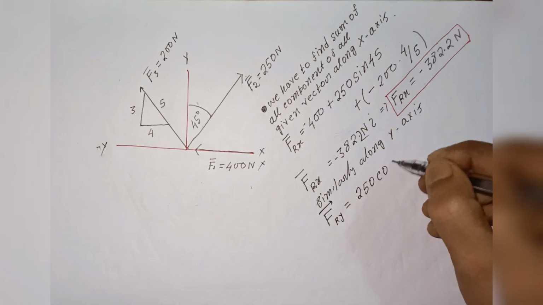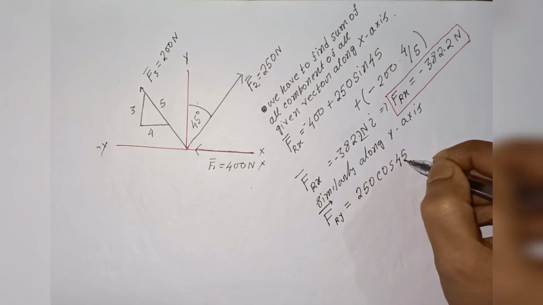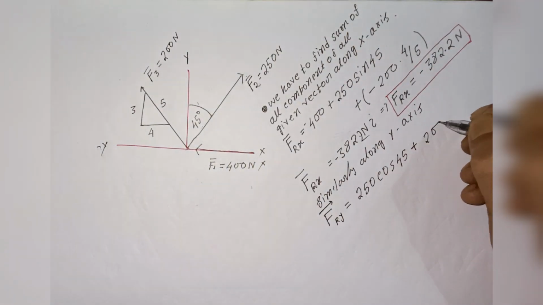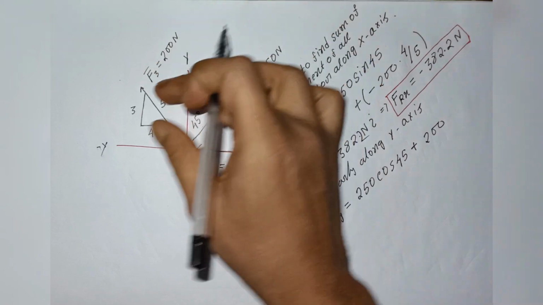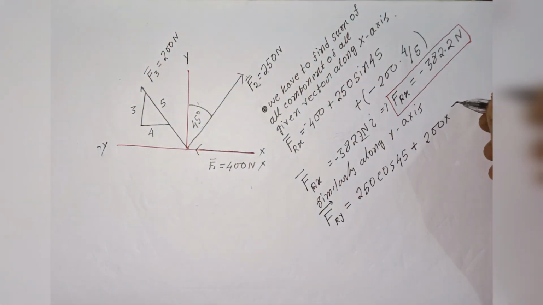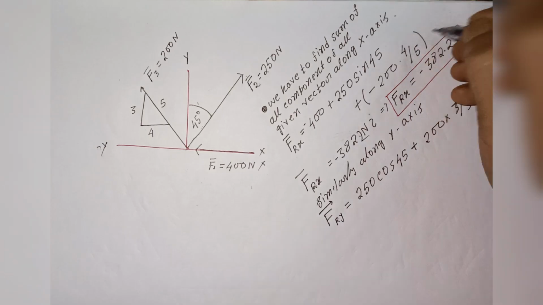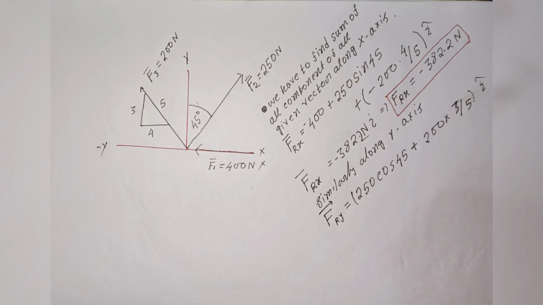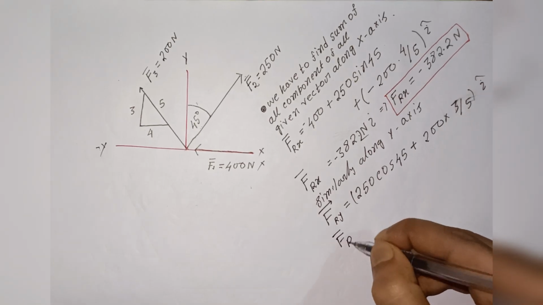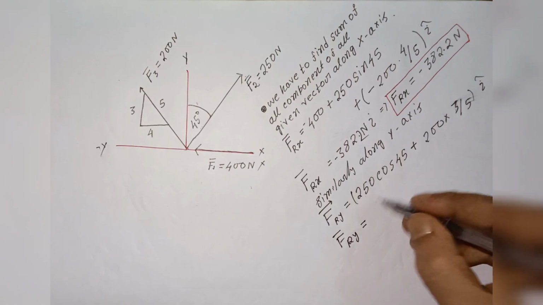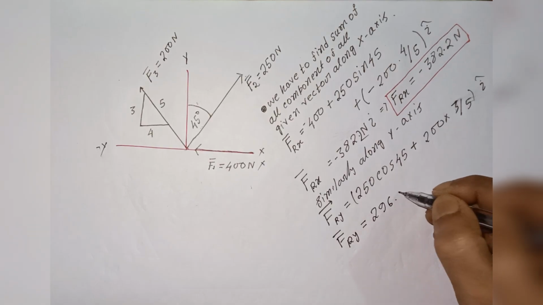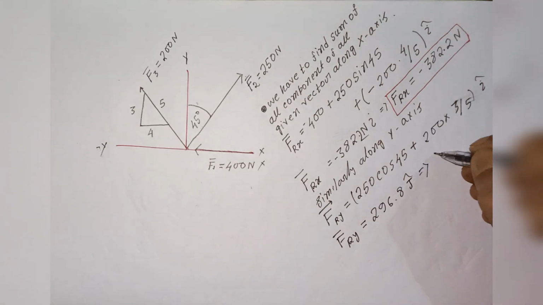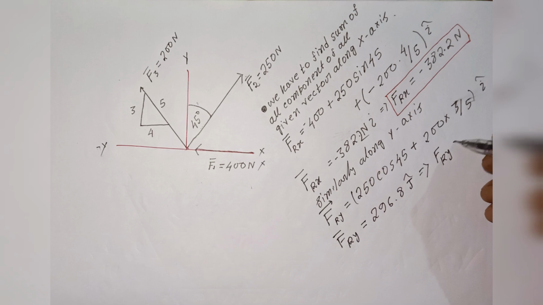Similarly, along the y-axis, the component of F3 force is height by hypotenuse, or perpendicular by hypotenuse, that is 3 by 5. So the component of F3 is 200 into 3 by 5 along the y-axis, j cap. Then find the summation FRY vector, and follow the steps to reach the magnitude.